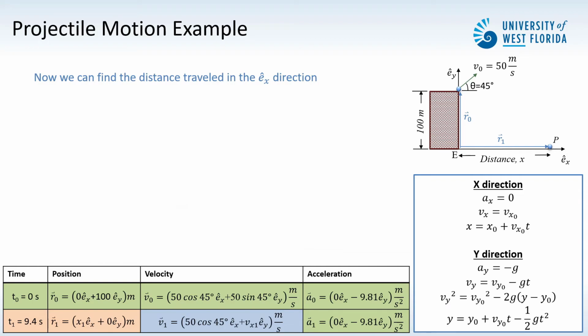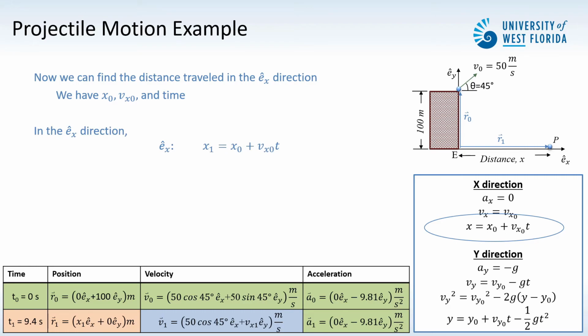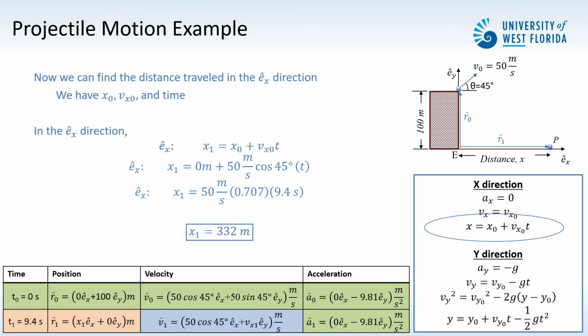Finally, we can find the distance traveled in the EX direction. Once again, we'll use the equation circled because we know the initial position and velocity, and now we have time. So write the equation, plug in values, and do the calculation. We find that x1 is 332 meters.